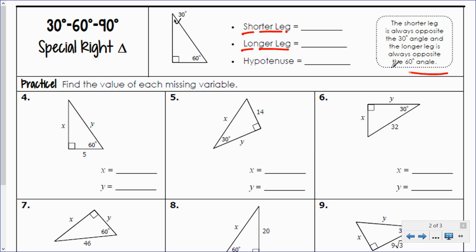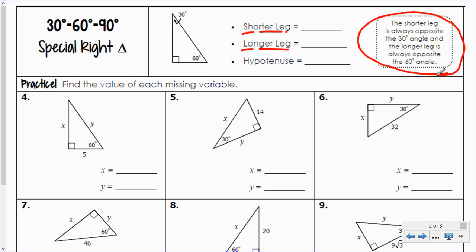So this will help you with that. The shorter leg is always opposite the 30-degree angle, and the longer leg is always opposite the 60-degree angle. Okay? And the relationship works like this. It's all about the shorter leg, so kind of like we did with the 45, 45, 90.